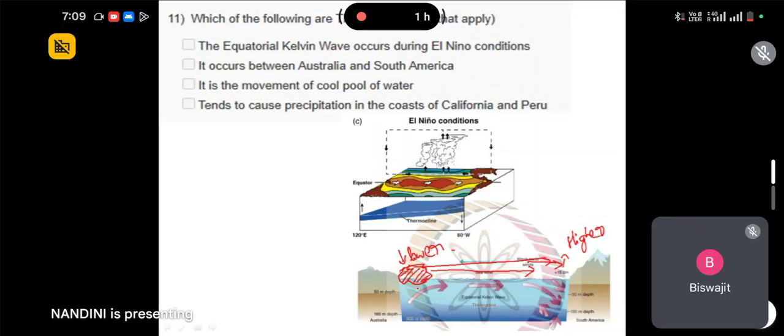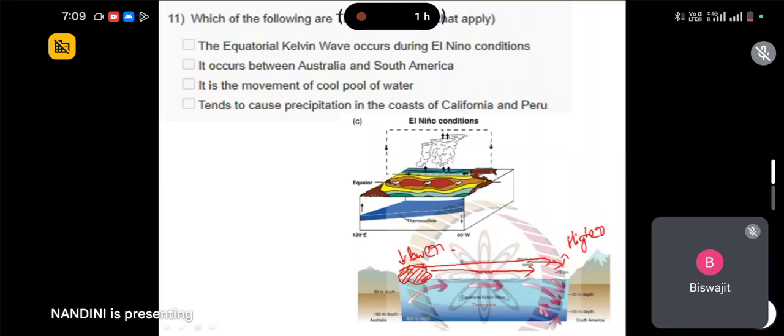And as this warm water reaches the American coast, it will bring high sea surface temperature and precipitation along the Californian and Peru coast. We already discussed this during El Nino: since the warm pool is shifting to the central and eastern Pacific, more precipitation will be seen over the Californian and Peru coast. So which of the following is true? The first one is that the equatorial Kelvin wave occurs during El Nino condition.